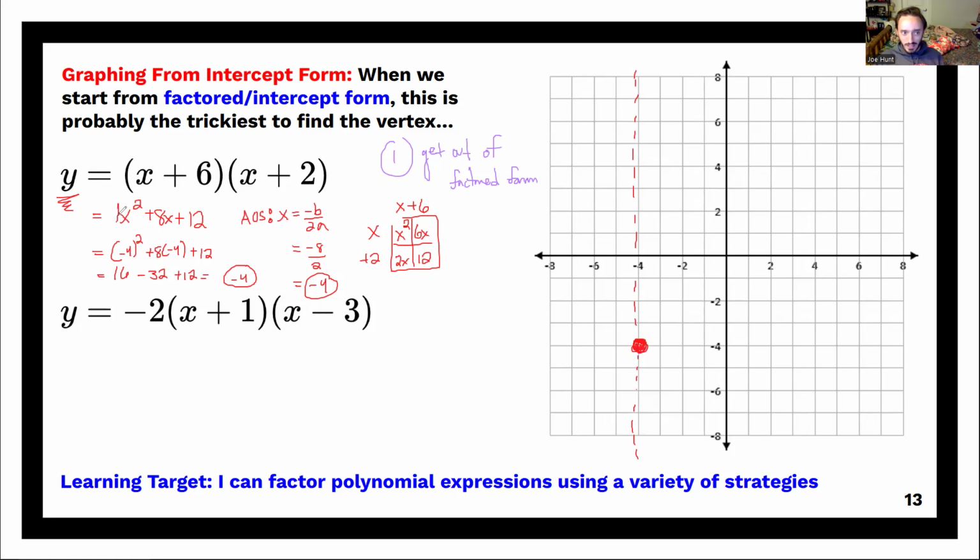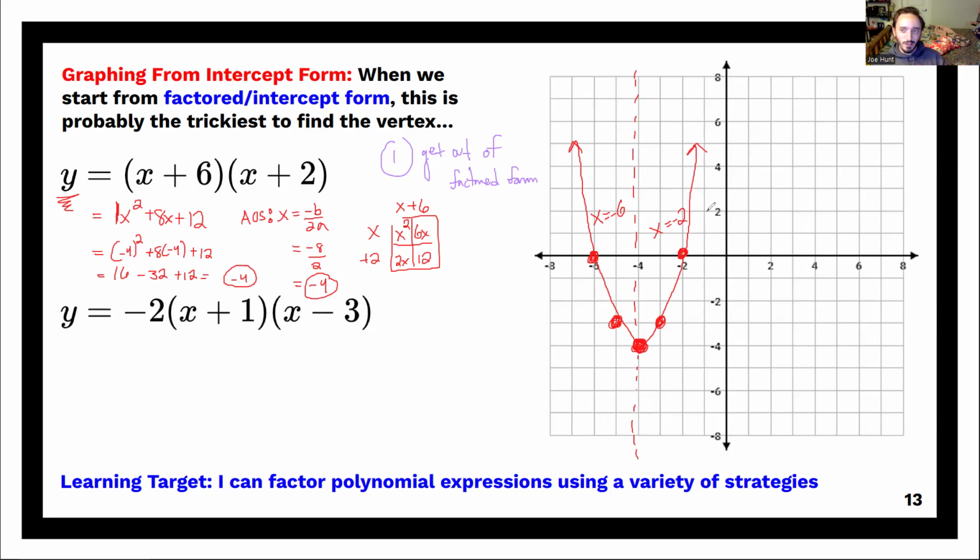Notice that in my standard form, my a term is just a 1. So I've got enough information here to apply the pattern for quadratics and figure out the shape of the graph from there. Now, what I want you to notice is that once I finally sketch this out, there's 2 solutions or x-intercepts for the graph. There's one at x equals negative 6, and there's one at x equals negative 2.